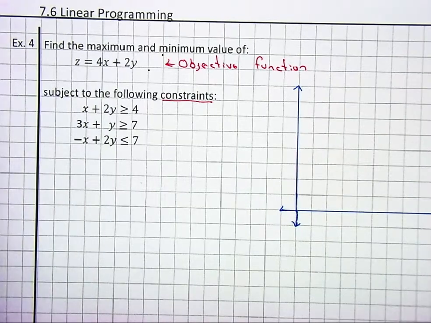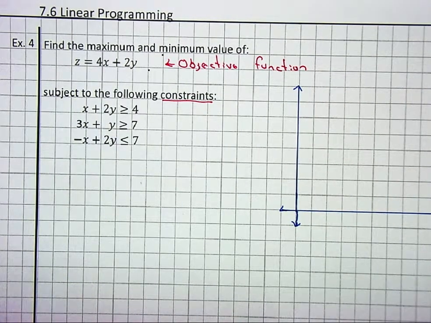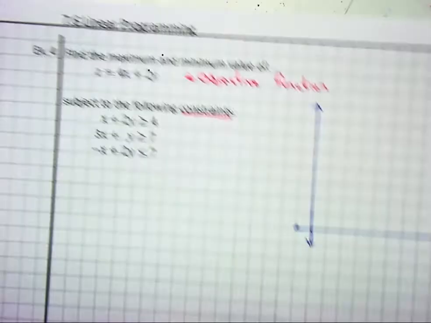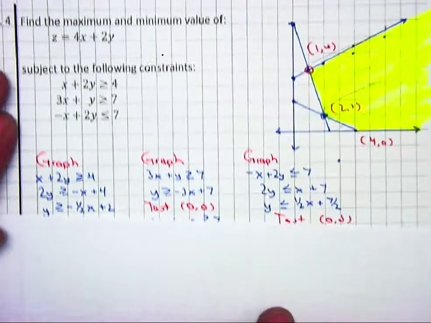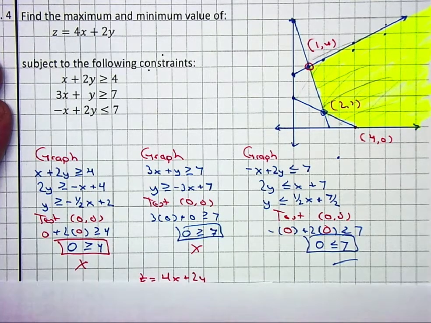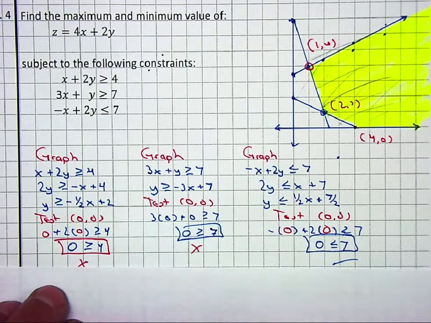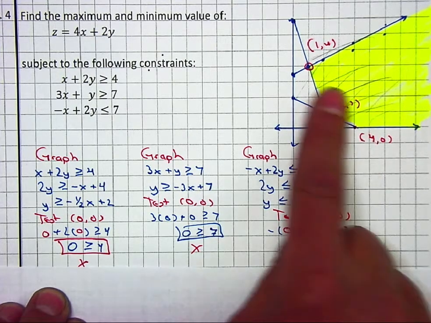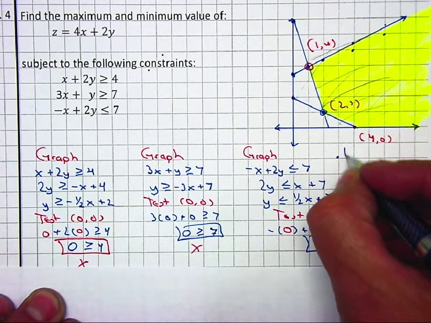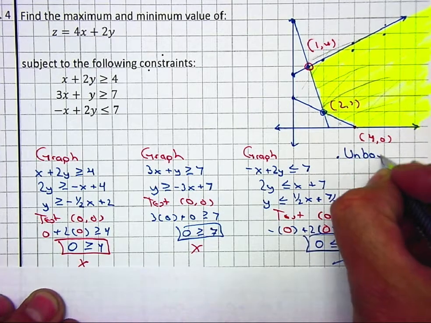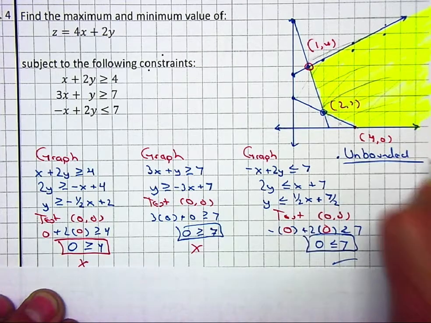So therefore, once you have it done, you should end up with the following. Once you graph all 3 of them, you should be having this region, and notice that this section is unbounded. And we talked about that in the last section.